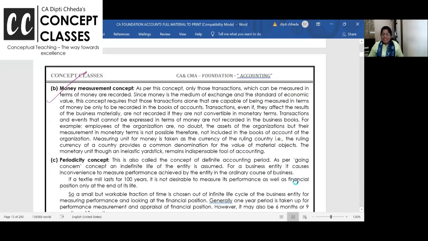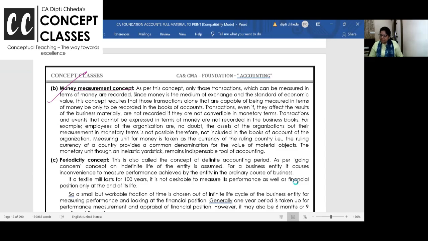Money measurement concept. This is given in the basic definition of accounting. Accounting is an art of recording, classifying, summarizing transactions which are in monetary terms. A very basic feature of accounting is that the transaction you can record in accounts only if it is measurable. So no value term transactions are recorded. So money measurement concept says that all the transactions to be recorded in the accounts should be measurable. You should be able to put the money value terms in that.